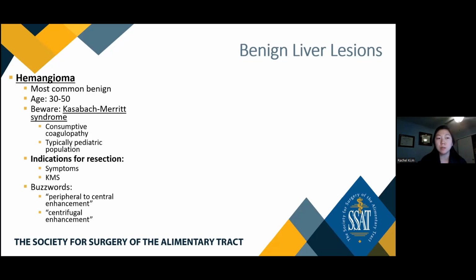Something for the ABSITE is to be aware of Kasabach-Merritt syndrome. That's a consumptive coagulopathy that you might see in kids. And then these are just some buzzwords that you might see: peripheral to central enhancement, or centripetal enhancement, which I'll show you images of in a little bit.